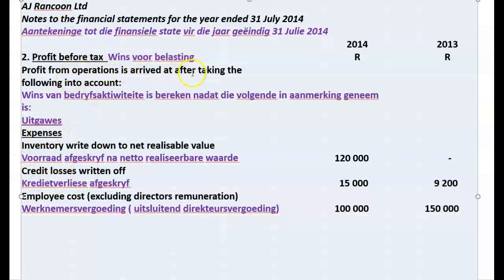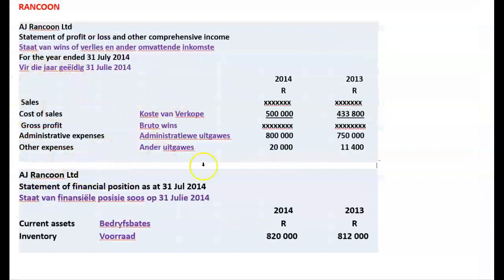Profit from operations is arrived at after taking the following into account, or you could have said profit before tax includes the following line items. And remember, the profit before tax note is where we distinguish between income items and expense items, not on the face of the income statement. There we just carry on: gross profit, administrative expenses, other expenses, and in this case there was no selling and distribution cost, financing costs, and then profit before tax.